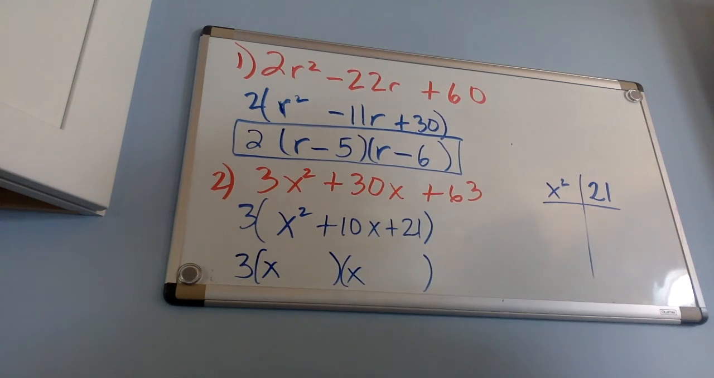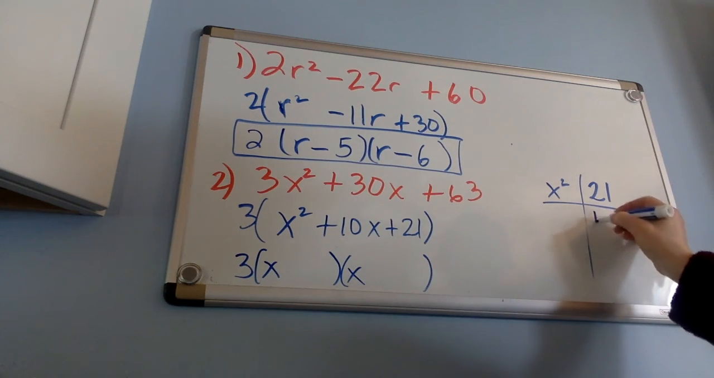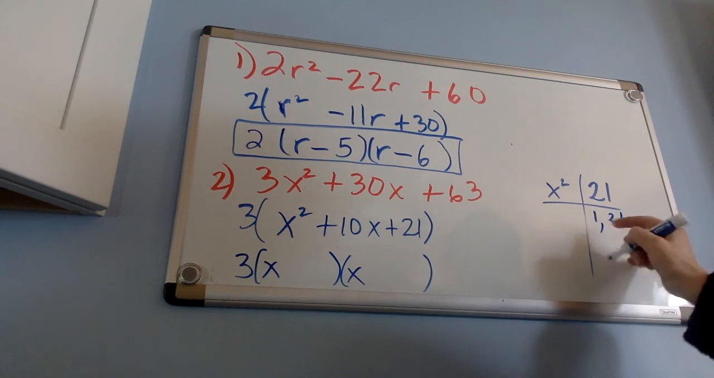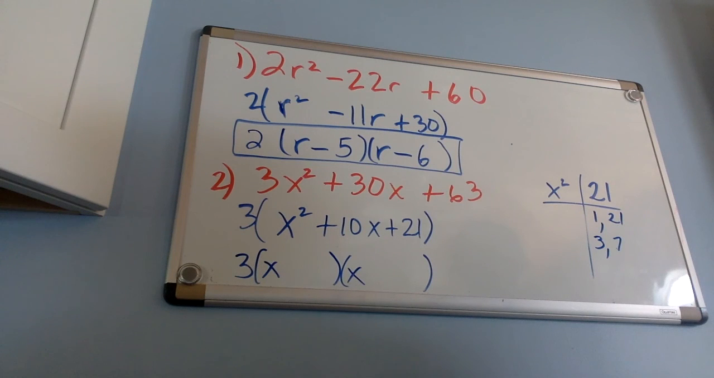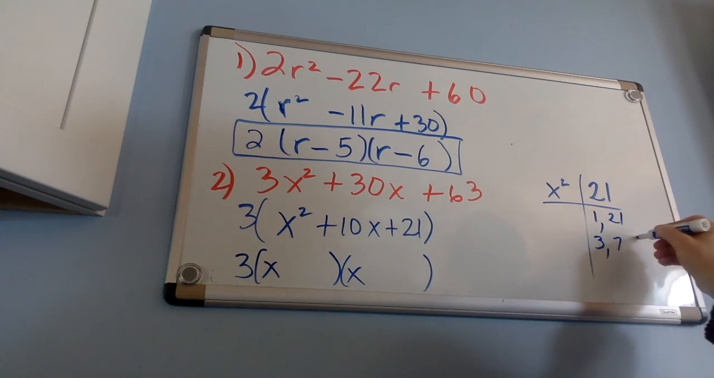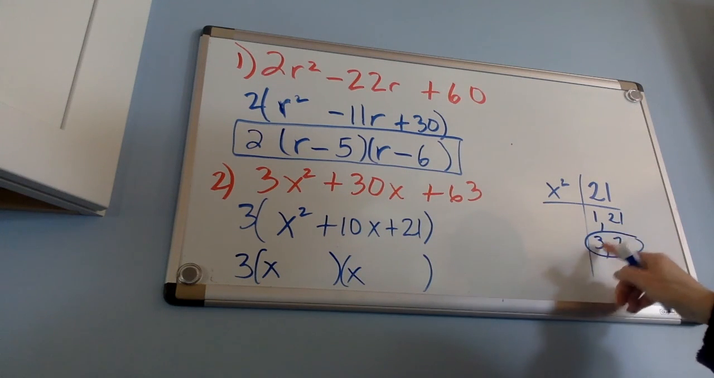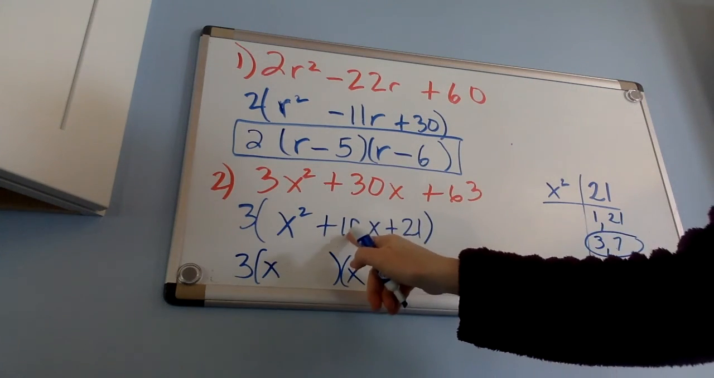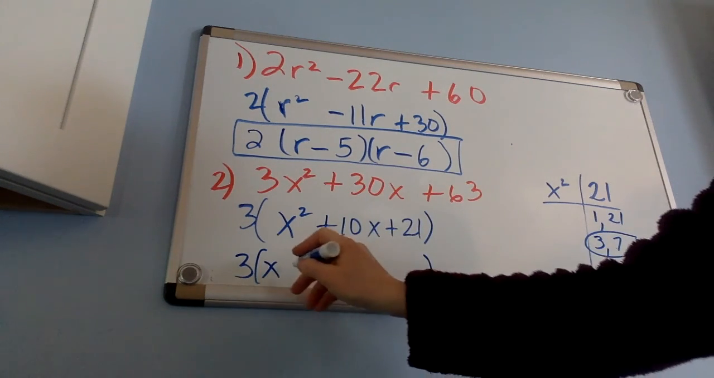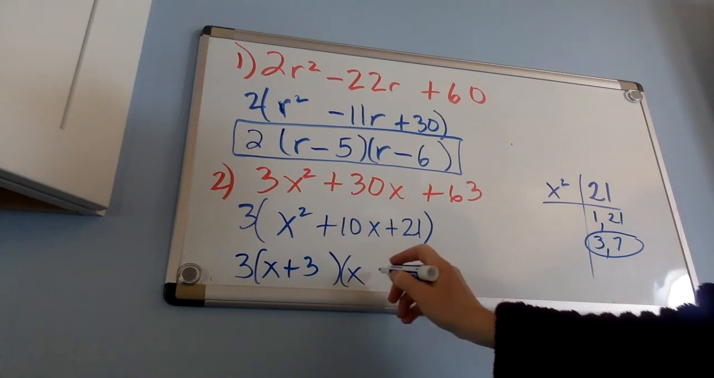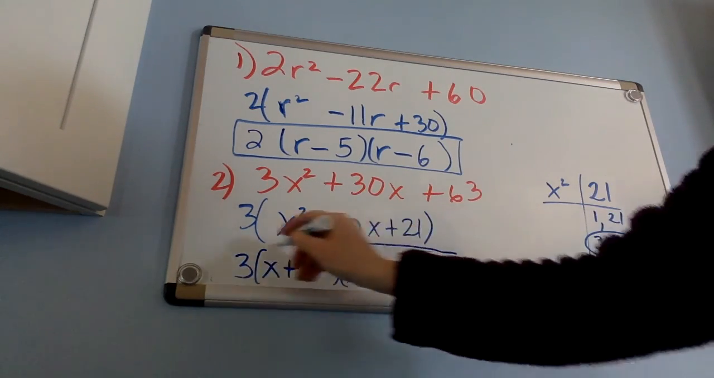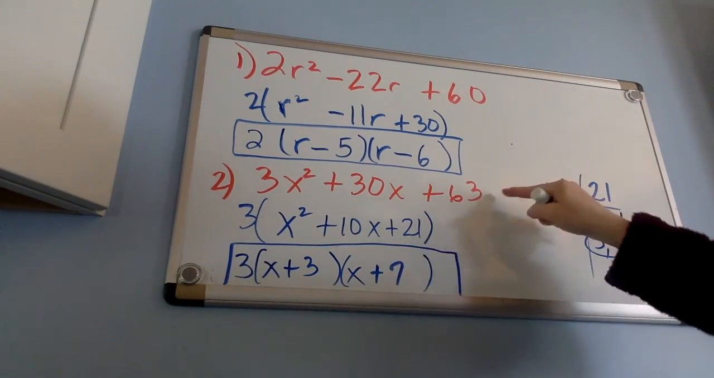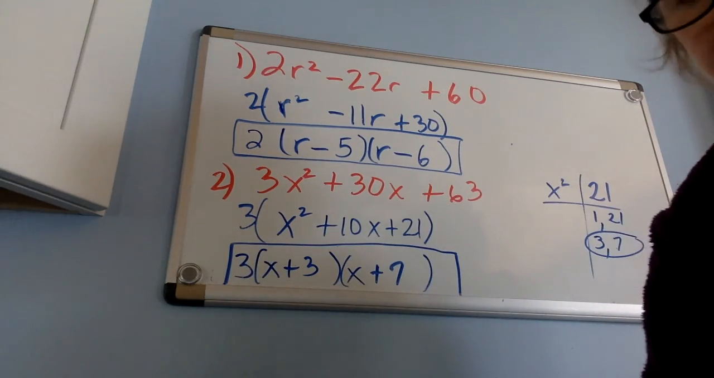What are my factors of 21? There's only 2 possible combinations. That's 1 and 21. Or 2 is not divisible, so 3 times 7, and I think that's it. Now, 3 times 7 is the one that I'm looking for because when you add 3 and 7, you do get 10 right here. So I'm going to have x plus 3 and x plus 7. Don't forget that all gets multiplied by 3. And there is number 2 factored completely.